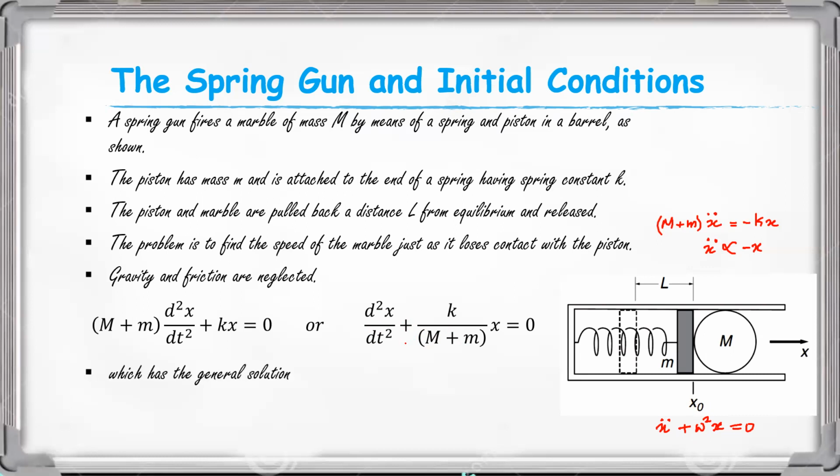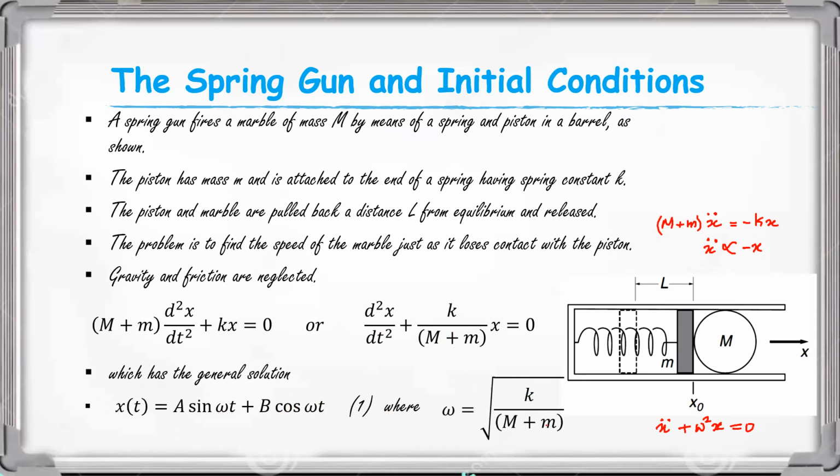Then the solution of this can be assumed as x of t is equal to a sin omega t plus b cos omega t, where omega is equal to root of k divided by (m plus M). And here there are two unknown quantities, a and b. They are constants which have to be evaluated from the initial conditions. Then what are the initial conditions?